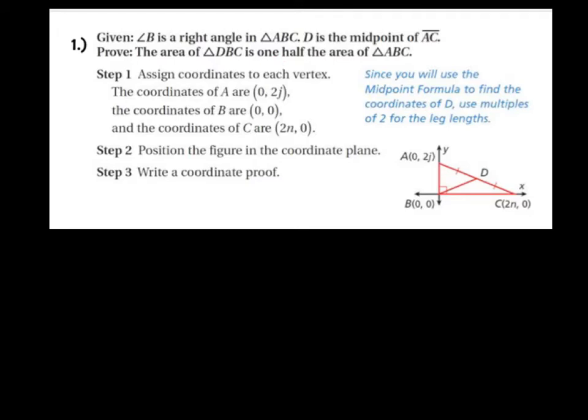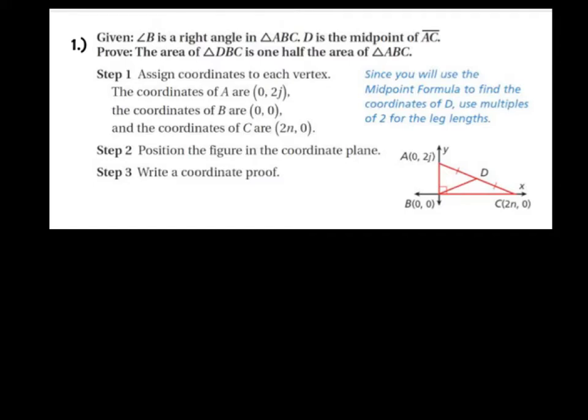So on this first proof, they've given you some support. They gave you the picture. They told you in blue here how they labeled their coordinates, how they chose to do 0, 2j, and 2n, 0. Since you're using midpoint, you want to use multiples of 2 for your leg lengths. Okay, so they've done that for you in step 1. Step 2, positioning the figure in the coordinate plane is done here, and now we're going to actually write our coordinate proof. So the first thing that we need to do here is we need to go ahead and find the coordinates of point D, which we can do by using the midpoint formula.